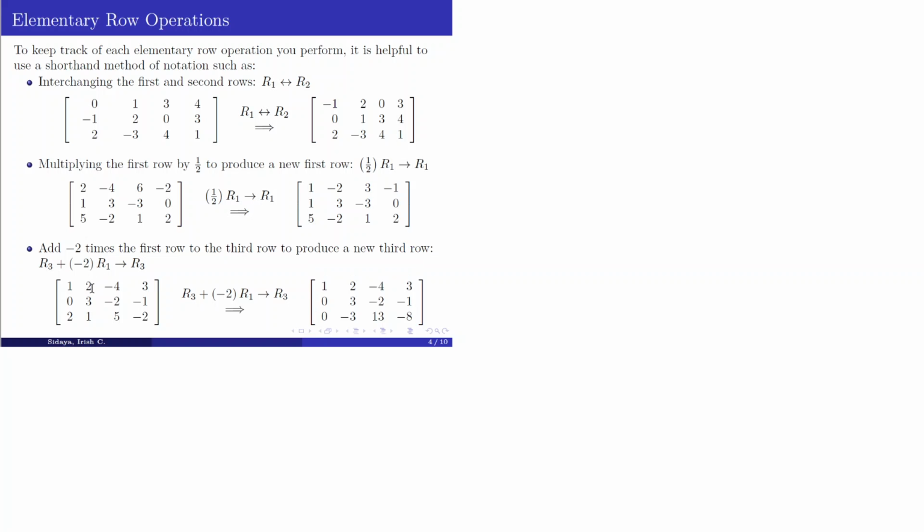We multiply this by negative 2, so that's negative 4 plus 1, so that's negative 3. And then negative 4 times negative 2, that's 8, and then plus 5, so that's 13. And then times negative 2, this is negative 6, and then plus negative 2, so that will become negative 8. So these are just some examples of the notation that we can use to denote these elementary row operations.